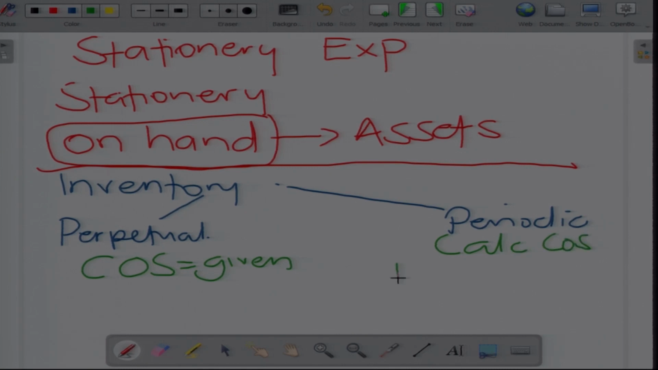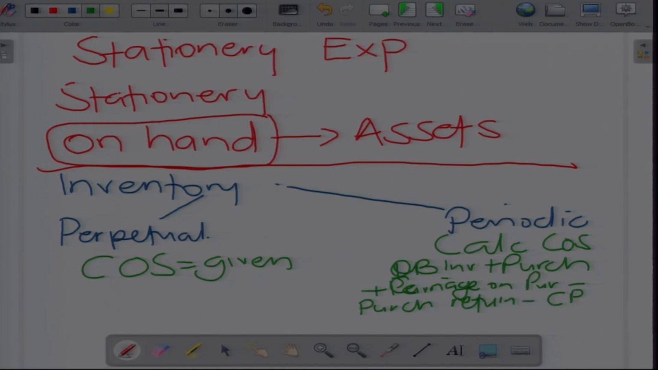How do you do that? Opening balance inventory plus purchases plus carriage on purchases, meaning it's transport on purchases, minus purchase returns, minus closing balance inventory. Right.